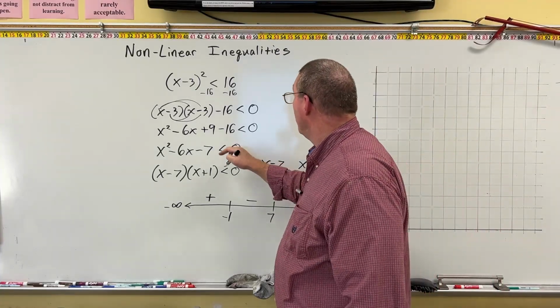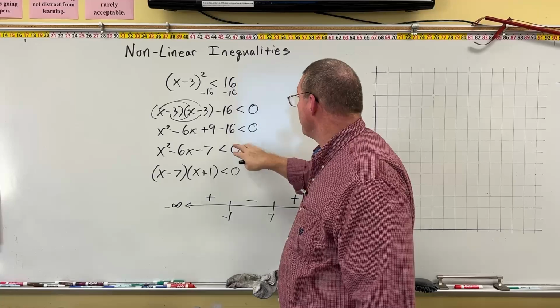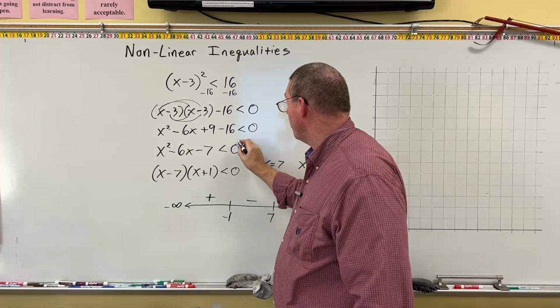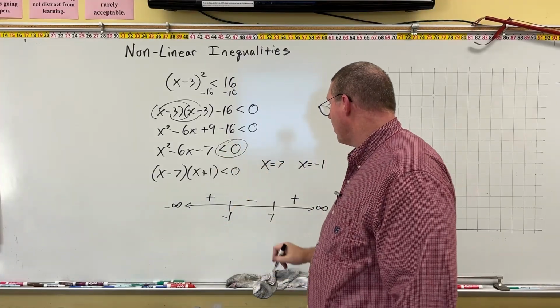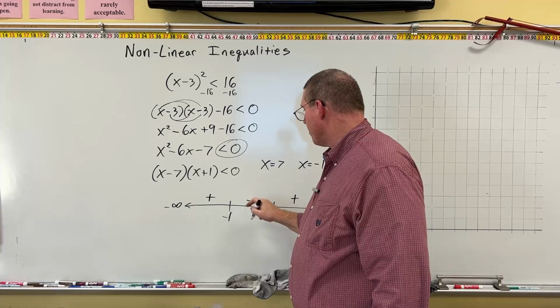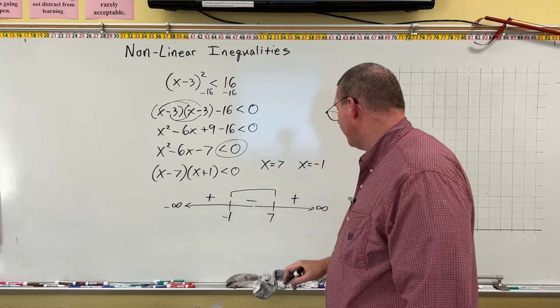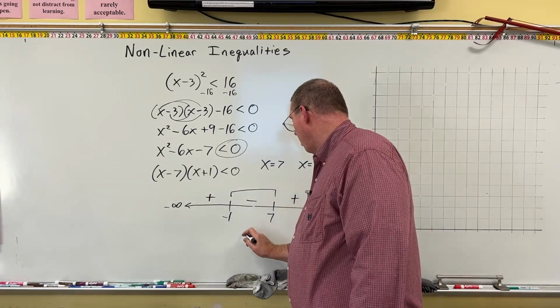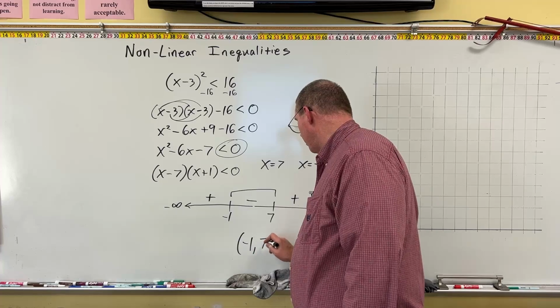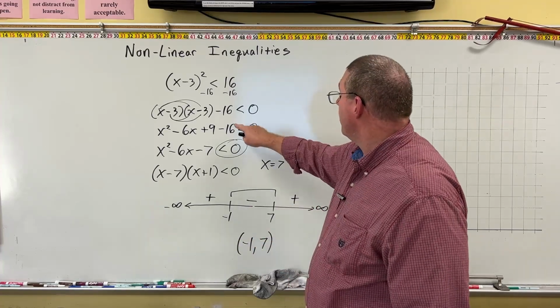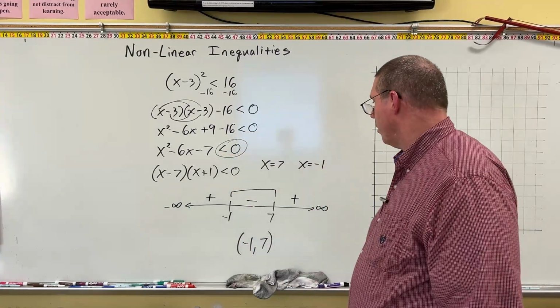And now we're looking for, don't go to the 16, go to the 0. We have to go to the 0. We want less than 0. Less than 0 is negative, and so that's this interval from negative 1 to 7, and so our answer is negative 1 to 7 with parentheses because we do not have the or equal to.